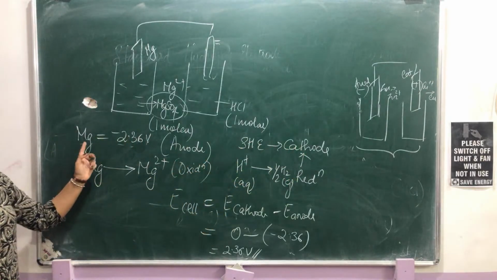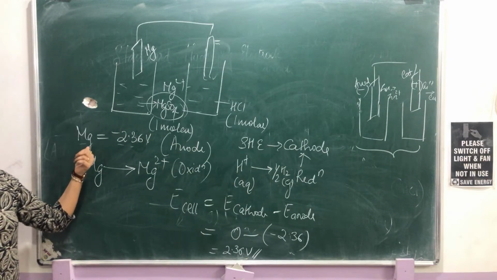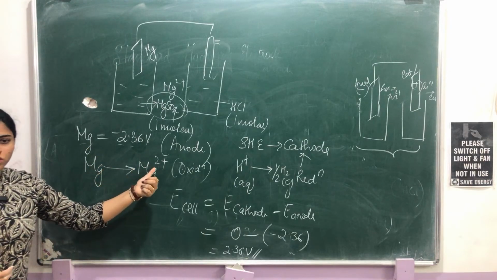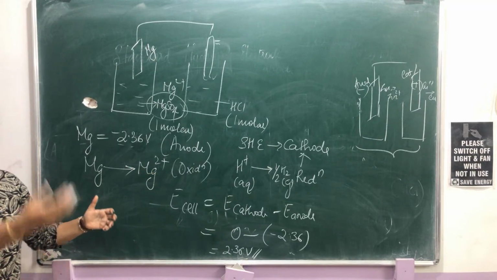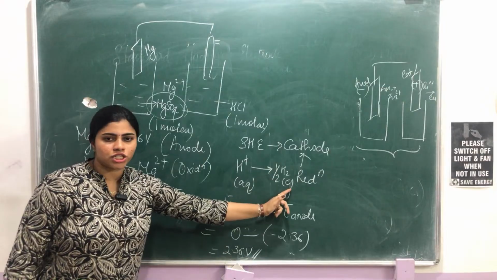So if this becomes the anode, what is the reaction? Oxidation. Oxidation means Mg should get converted into Mg2+, that is loss of electrons. Now who should gain the electrons? SHE. So that is the reaction written here.